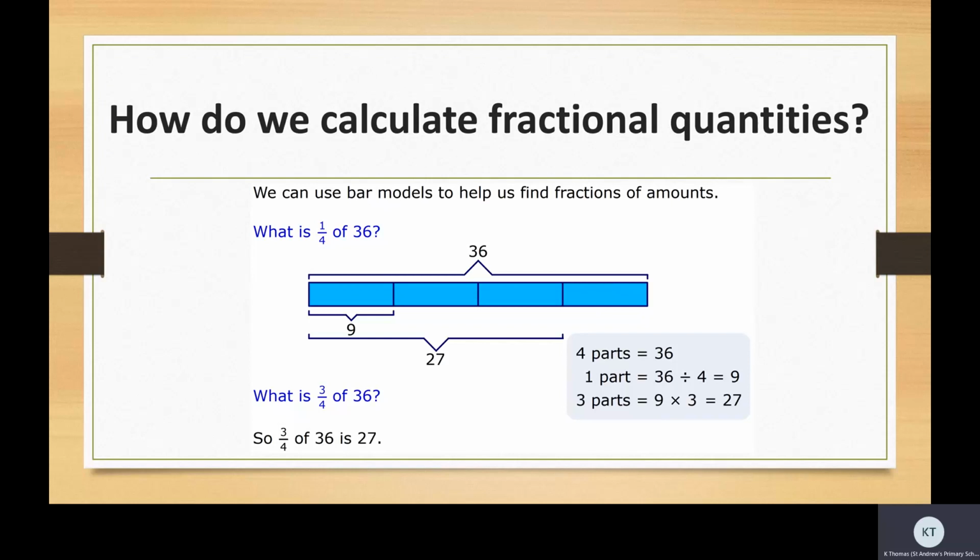And this last slide shows you just that. Because I used my knowledge that one part was worth 9. We worked that out first by doing 36 divided by 4. And then we use that information to say, well, if 1/4 equals 9, 3/4 is 3 times as much. So 9 multiplied by 3 would be 27. So 3/4 of 36 is 27.